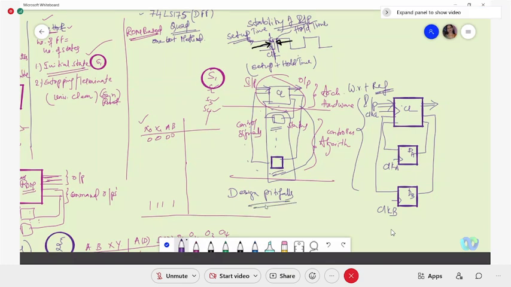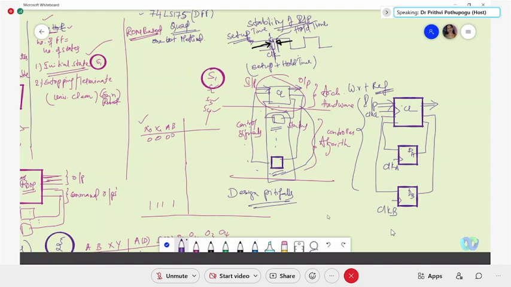Okay. Now let us see each pitfall one by one. Now see here. I'm taking this clock A and clock B as different elements. There won't be any issue if clock A and clock B are common. Clock A and clock B are common along with your combinational logic clock. Now what happens is, say something like this.